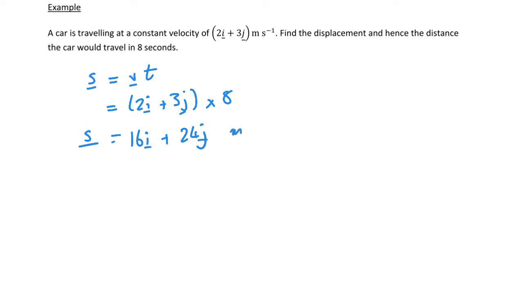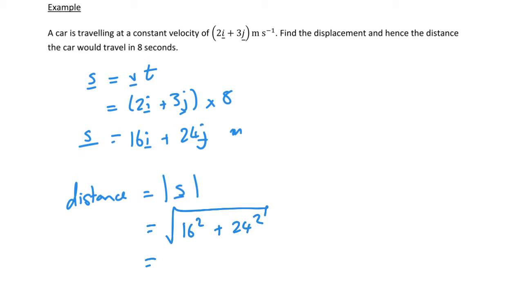Now to work out the distance travelled, distance is the magnitude of the displacement. And we should remember magnitude, it's the size of it, and to work out the magnitude of a vector, we sum the squares of the coefficients of i and j, or the components. So that's going to be the square root of 16 squared plus 24 squared, which is the square root of 832, which is 28.84 meters to 2 decimal places.